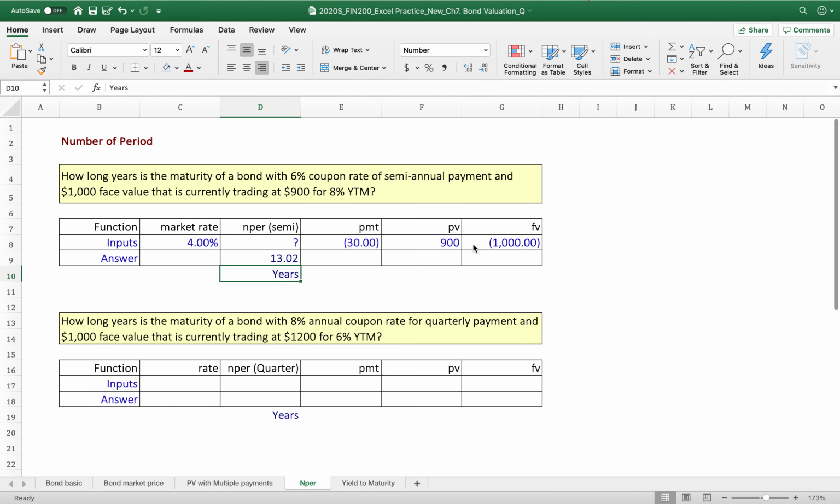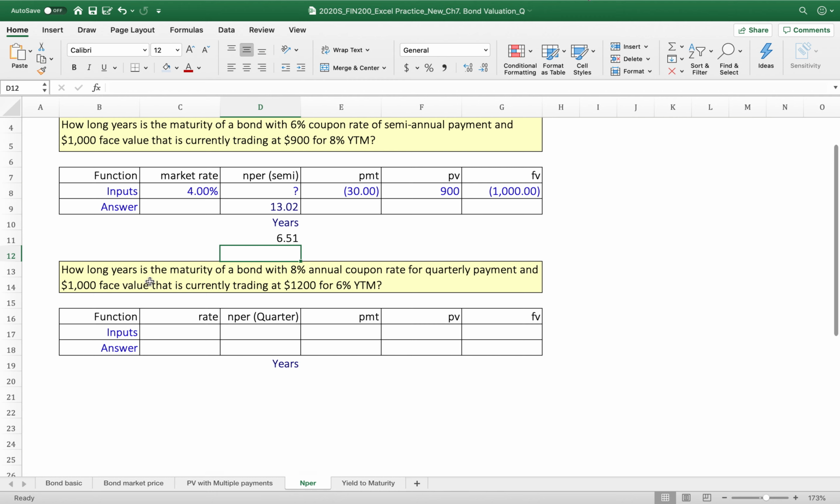So 13 years, no, it's not 13 years. That is the 13 number of periods. We have to calculate an intermediate process to come up with years. Now, the number of periods is 13 times. Then we can get the years. Now, divide by 2, so that we can come up with 6.5 as the maturity.